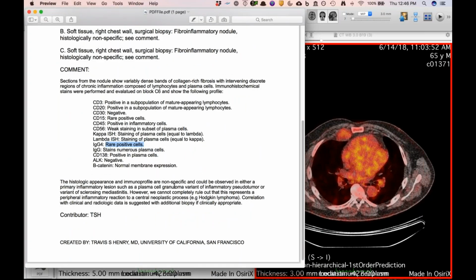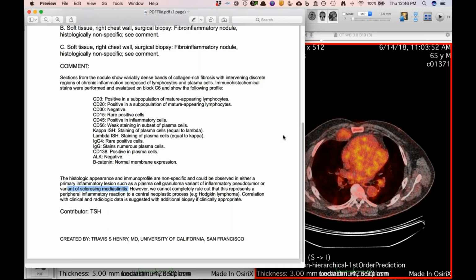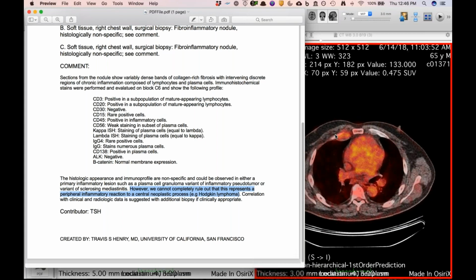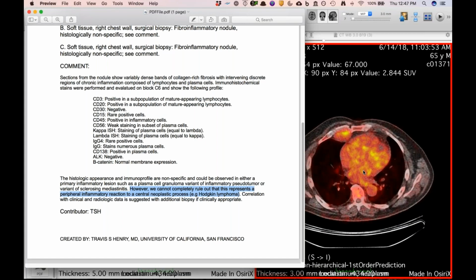The pathologist said this might be an inflammatory lesion, like a plasma cell granuloma variant of inflammatory pseudotumor. I'm not as crazy about sclerosing mesenteritis or mediastinitis. It certainly doesn't really behave like that. I'm still dubious. I'm curious what you guys think, because I'm wondering if this is still just a lymphoma that they're not getting a good sample of. I'm curious if you have any opinions, because that's sure as heck what it looks like, more so than these other possibilities. I've never seen them look like this.